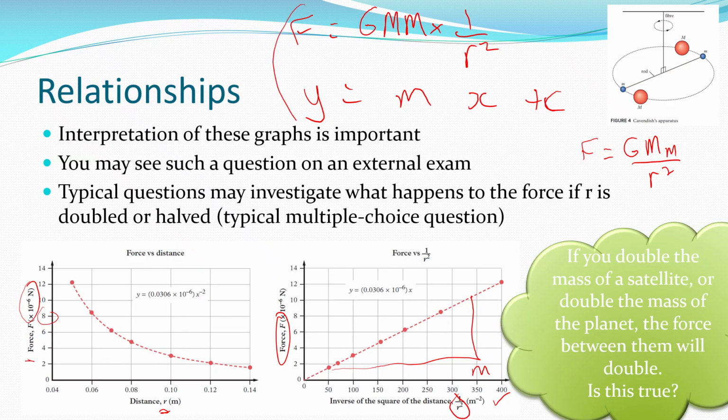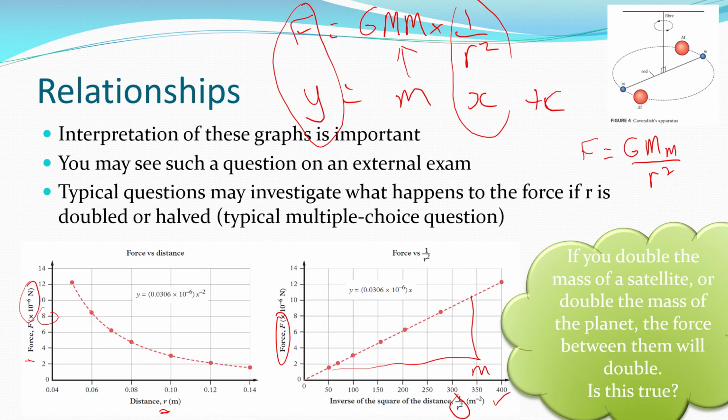Right, that's my y variable there. That's my x variable there. The gradient equals big G times the two masses. Hence, we can work out either of those. If we know what the objects are, their masses, we can verify big G. If we know one of the objects and we know what big G is, we can verify the mass of the other object, and so on.